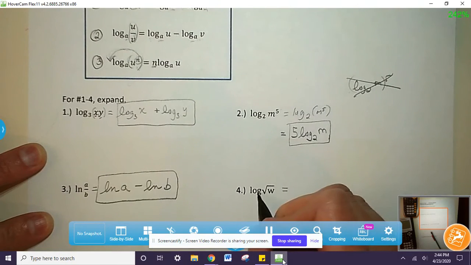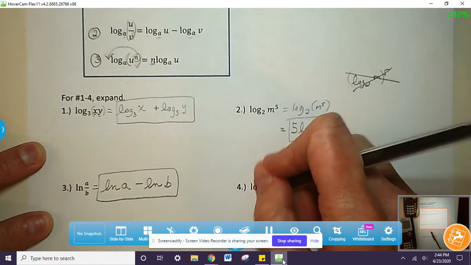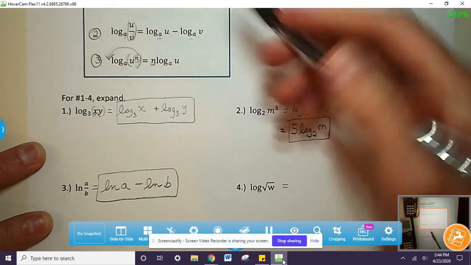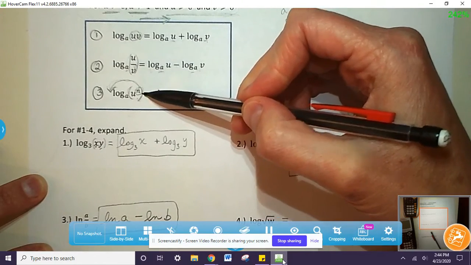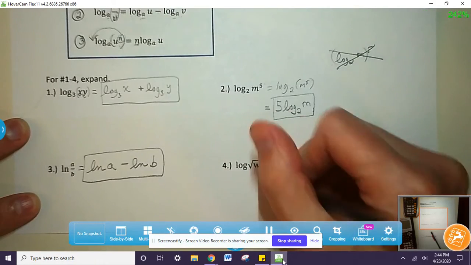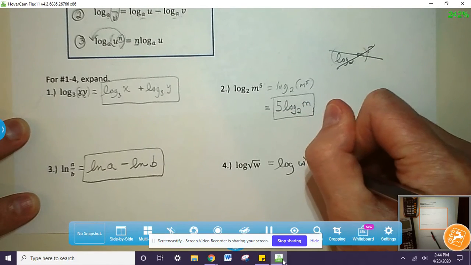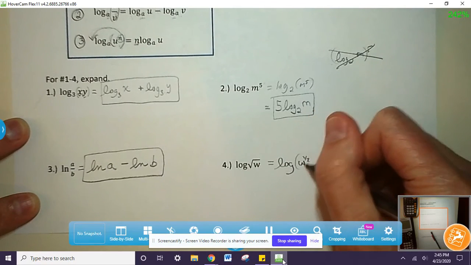And one more here. I have log of the square root of w. The base for this log is 10. That's common log. So we don't usually bother to write the 10 in. When it's log and the base is not written, we assume it's base 10. And when you look inside here, at first you may not see a product or a quotient or a power, but we actually do have one of those scenarios. If we think back to the previous chapter, we know that square root can be written as an exponent of 1/2. So this is log of w to the 1/2.